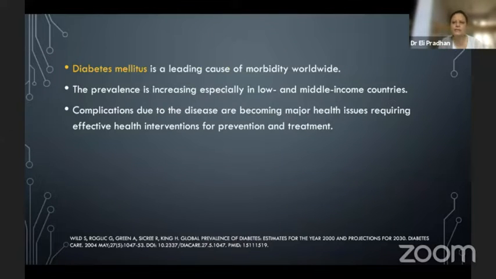Diabetes mellitus is a leading cause of morbidity worldwide. Prevalence is increasing, especially in low and middle income countries, especially in the SAARC countries.